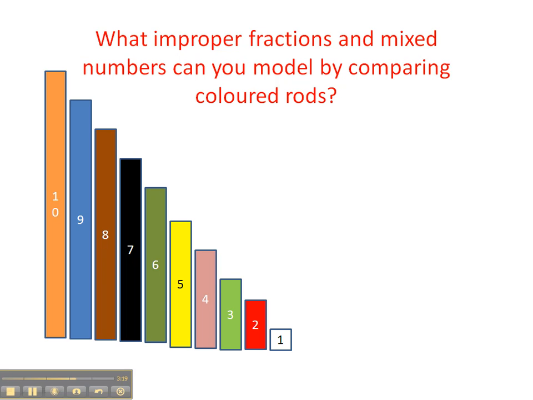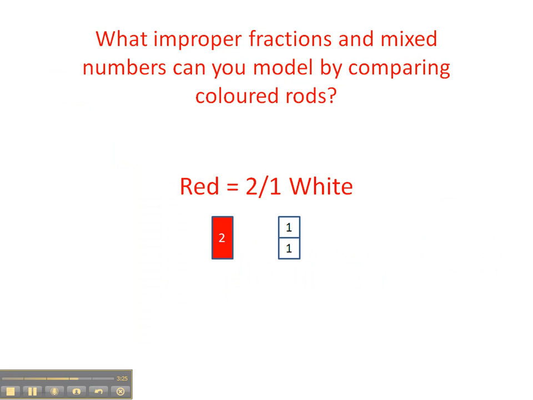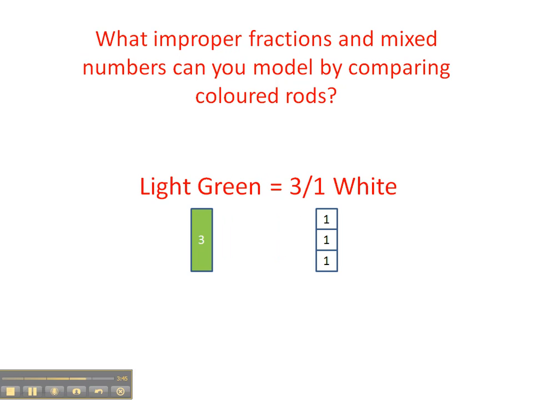I hope you had a chance to pause it and that you found some examples. I'm going to take some time now to go through some examples as well. Here's our first one. Red equals 2 over 1 white. So in other words, if red is 1 unit over here, well, it's the same thing as 2 units over here. So the fraction for this side here would be 2 over 1. Red also equals 2 white, as you can see here.